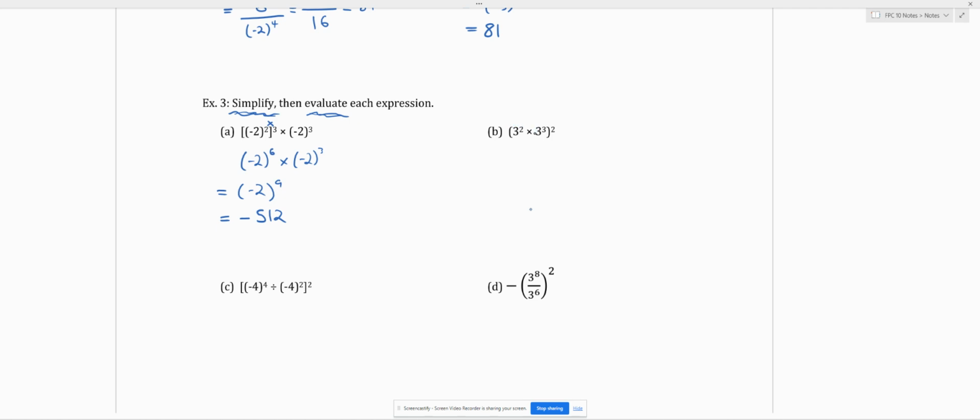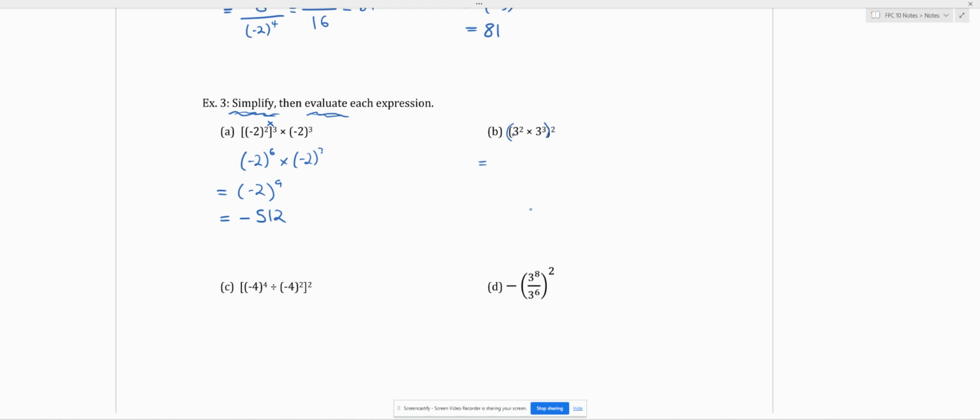Next one here, we can do two different ways. I could use my product law inside here and add exponents first, or I could multiply the exponent in. I could do the power law. Doesn't matter. I'm going to show you by, I think a lot of students lean towards simplifying brackets first, which I do actually recommend. So let's do that.